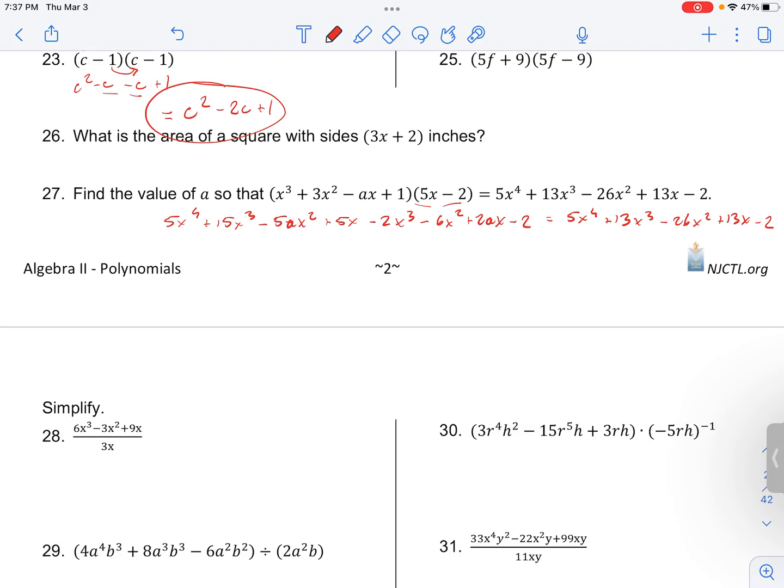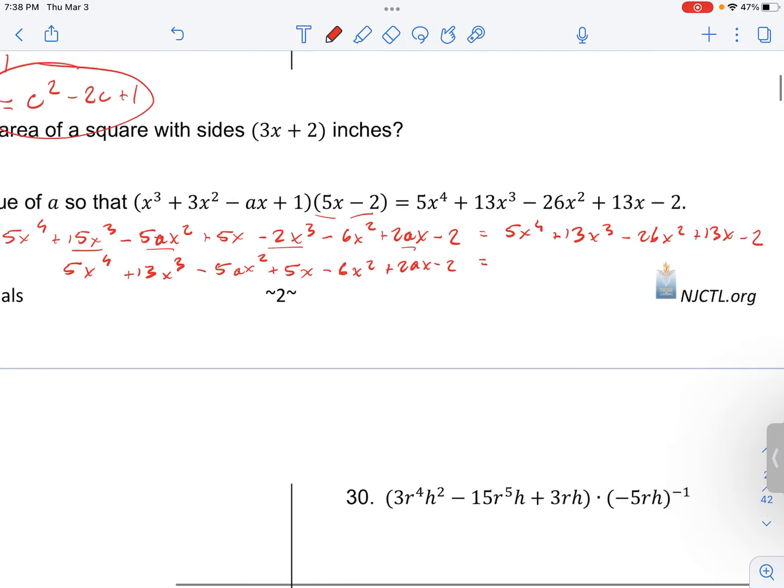We can simplify the left hand side of the equation a little further. We have 5x to the 4th. Then we have 15x cubed and a negative 2x cubed, so that gives us 13x cubed. Actually, that is it for the left hand side. We cannot simplify that much further. We have these a terms that really bother us over here. So, just writing this one more time, this will be minus 6x squared plus 2ax minus 2 equals the right hand side.